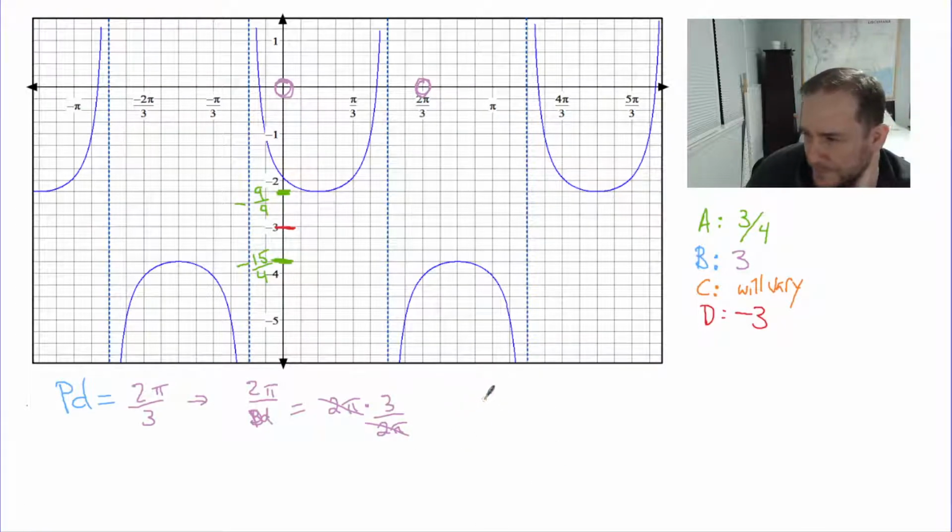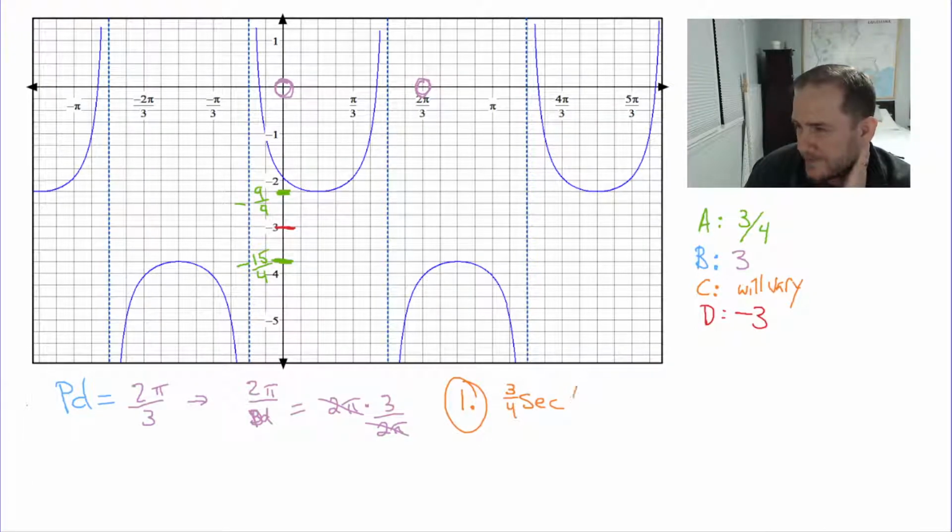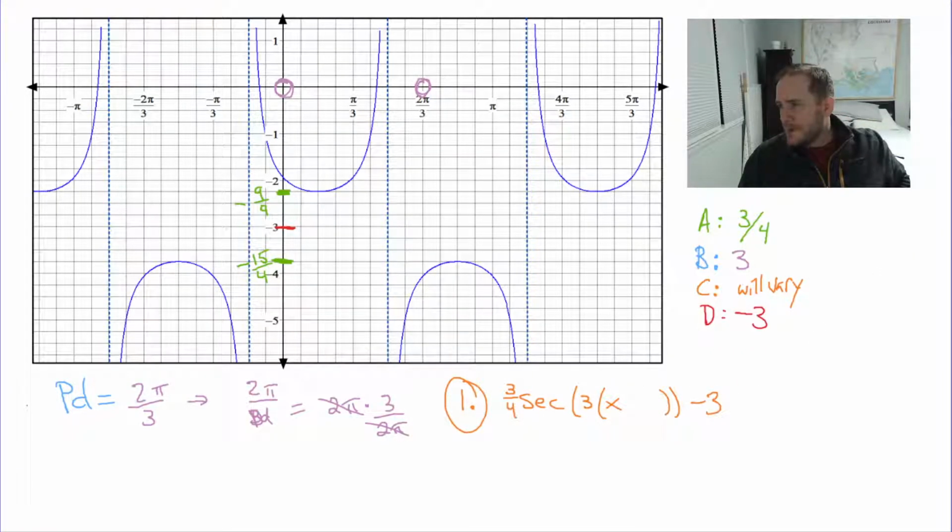So for a first equation, it doesn't matter. Let's write a secant equation. Who cares? Pretty confident it should have 3/4 as a coefficient. Pretty confident it should have 3 here. There should be an x. There should be a phase shift. There should be a vertical shift 3 units down. So all that's well and good.